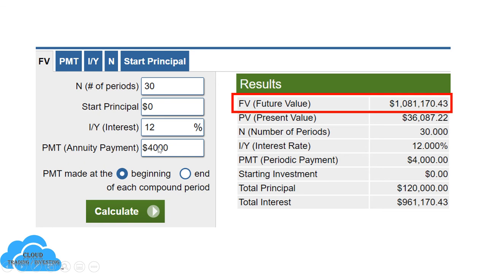The annual payment is 4,000, because just now I said it is 1,000 every 3 months. So 1 year has 4 quarters, so 4,000 a year. After you calculate, your future value will be 1 million just by buying the ETF. $4,000 a year, I believe everyone can do it, no problem. Just do it for 30 years, then you will have 1 million. This is just doing dollar cost averaging. No need to look at the chart.